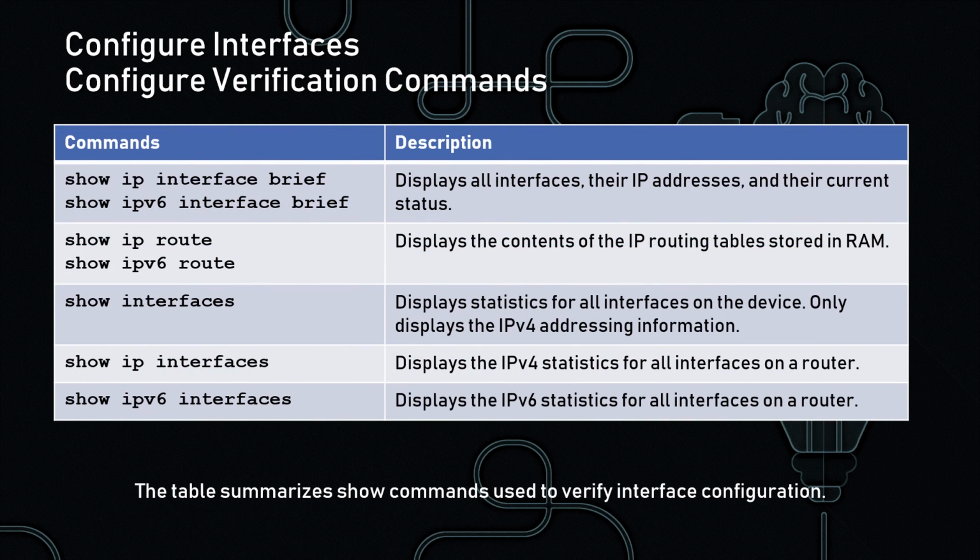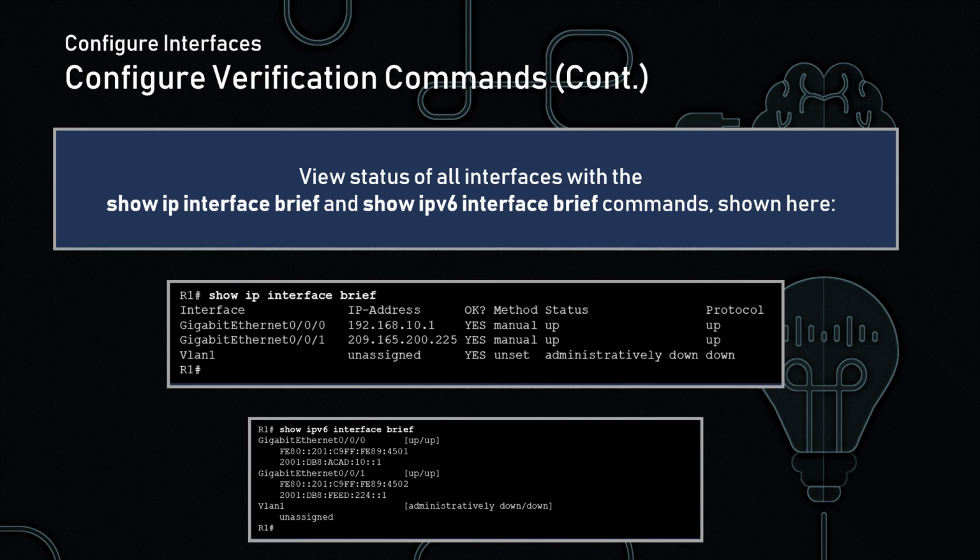So here's just a summary of the commands that we use to verify. Check all our interfaces. So we see that IP and IP interface brief for version 4 and version 6. We see that for route, we see that for interfaces. And then show interfaces only shows IPv4. So if you want to do show interfaces and you want the IPv6 information, you have to make sure that you specify IPv6.